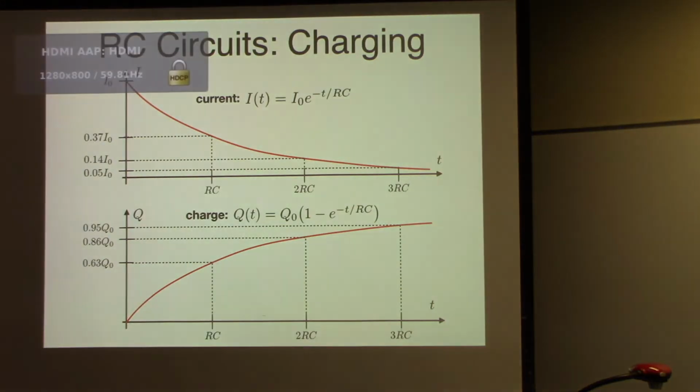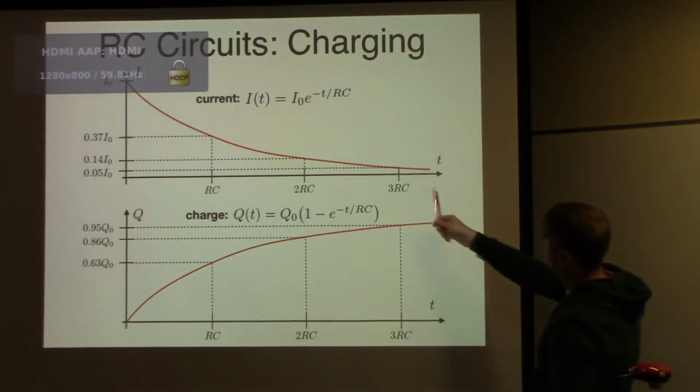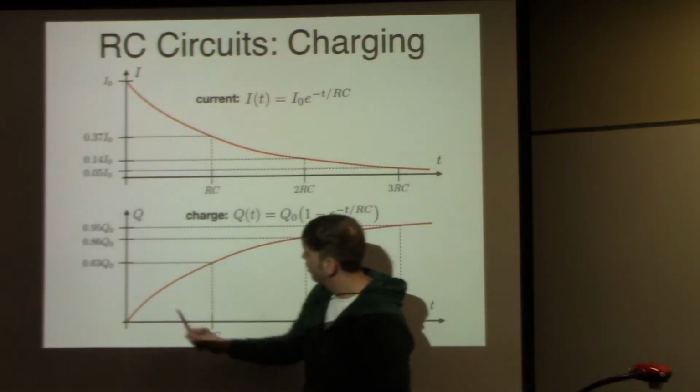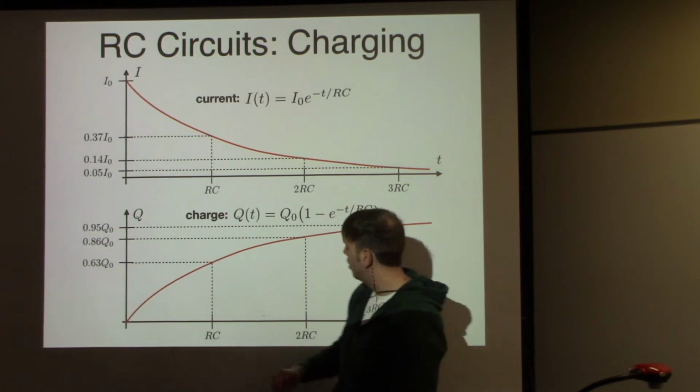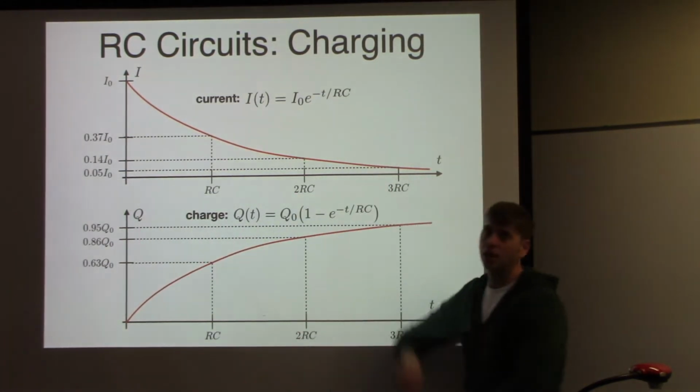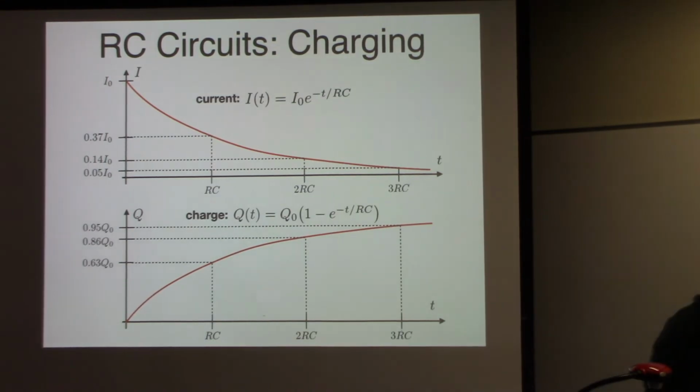Okay? So that's where I came up with all of these different labels on the plots. That's how I know, again, that RC is the time we get 0.63 Q naught, 2RC we get 0.86 Q naught, and so on. That's where the labels came from, just working out that math.